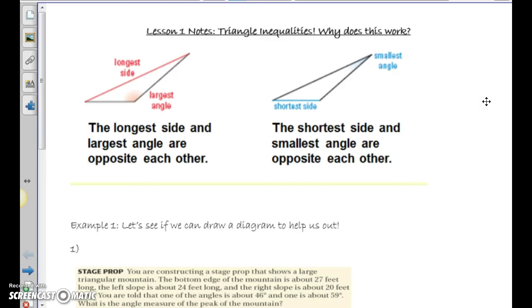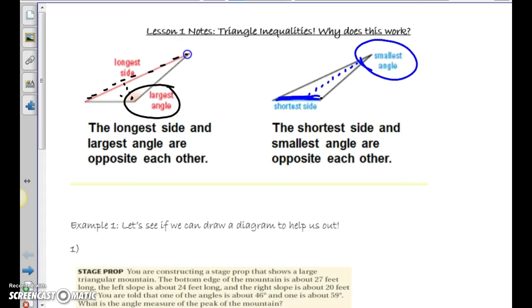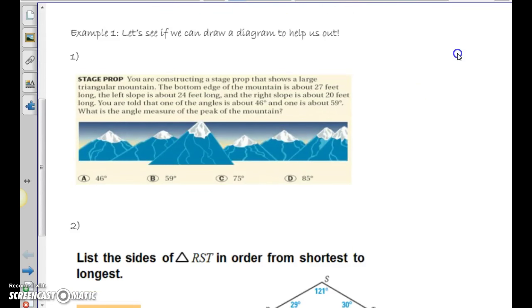Okay, this is the first lesson we did in Unit 5, and this discussed the largest side being across from the largest angle. The same thing is true on the flip side of that. If you're looking at the shortest side, it's always across from or opposite from your smallest angle. We did an example in class using that.